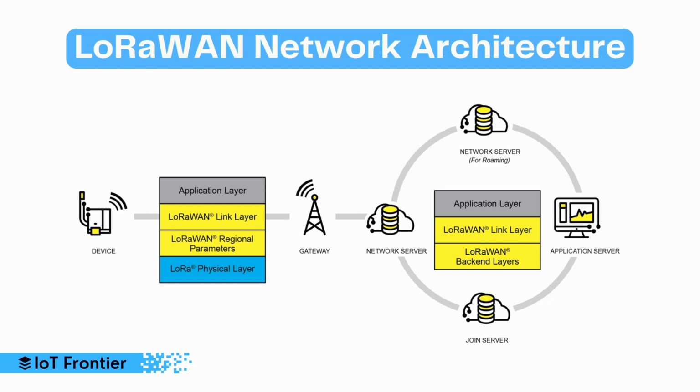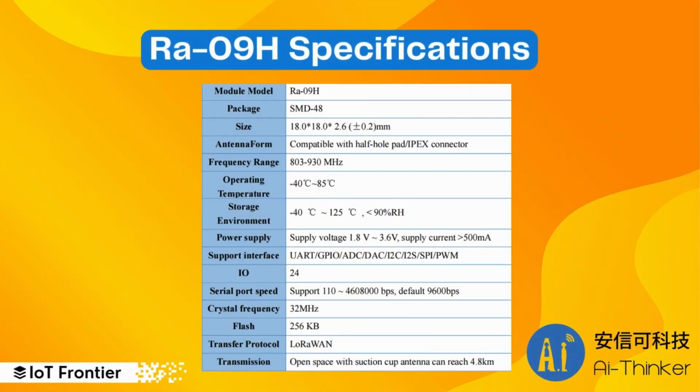And then there is a join server which also manages the join flow of the devices such as authentication, adding the devices to the network, management of keys, etc. And finally we have the application server. It handles all the application layer payloads from the end devices. Let us now look into the characteristics of RA09H.